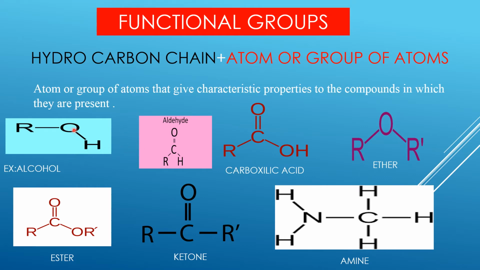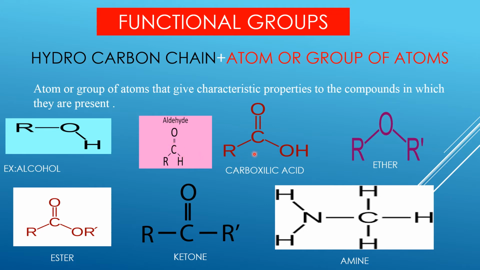See this one, OH functional group. This is known as the hydroxyl functional group. If this hydroxyl functional group is attached to an alkyl group, then the new compound becomes an alcohol. Next, this OH functional group is known as alcohol. Next, here you look carefully, CHO, C double bond OH. This CHO functional group is known as aldehyde.